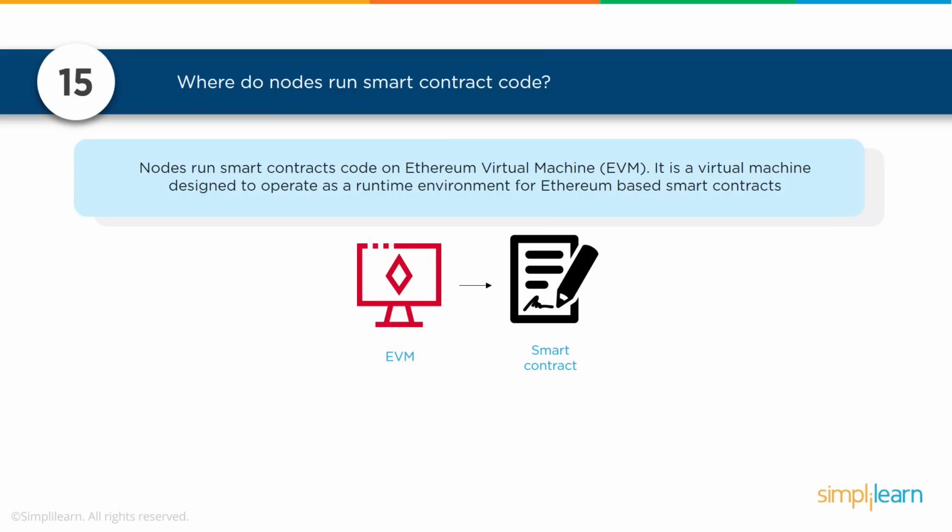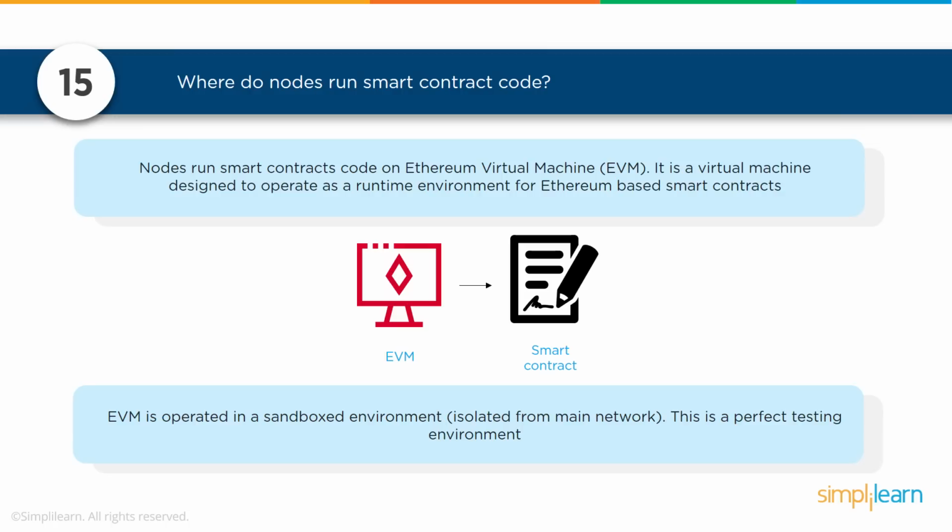Now, where do nodes run smart contract code? Nodes run smart contract code on an Ethereum Virtual Machine. It is a virtual machine designed to operate as a runtime environment for Ethereum-based smart contracts. EVM is operated in a sandbox environment, isolated from the mainnet, and it is a perfect testing environment. So you can download the EVM, run your smart contract locally in an isolated manner, and once you have tested and verified it, then you can deploy it on the mainnet.